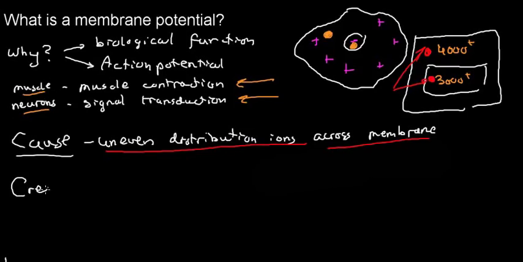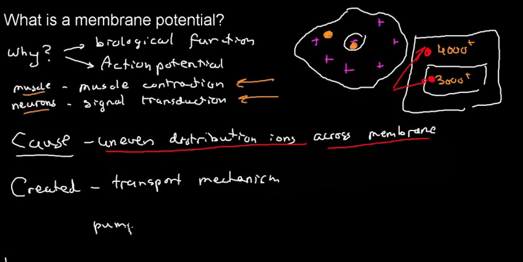And what is it created by? It's basically created by the different transport mechanisms that we learned about. It can be the pumps, it could be the channels, it can be transporters, different mechanisms that take in and put out ions, and they're going to cause some sort of distribution that is going to be slightly more negative inside the cell than outside of the cell.